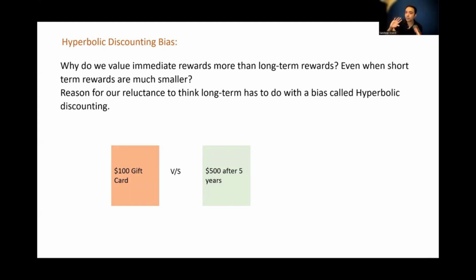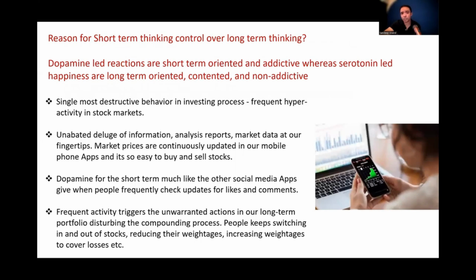So we give a lot of weightage to short-term certainty over long-term uncertainty, and we confuse uncertainty and risk. Most of the time the market is uncertain, it's not risky. That's the most important takeaway we need to have. Reason for short-term thinking, control over long-term thinking.